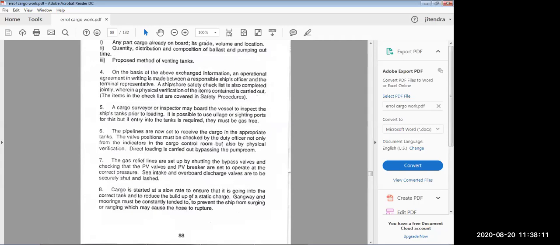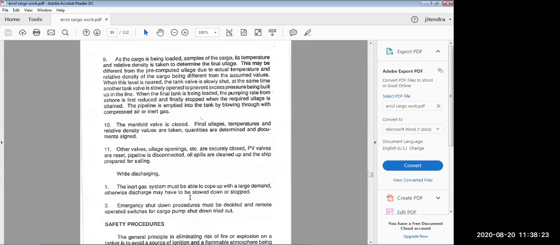Then PV valves and alarms will be checked. Static charge is not developing, so we'll start very slowly. Gangway and all will be checked. Leakages, pressure, lines, everything checked. Then we'll take the samples of cargo, first foot sample. Then we'll check the temperature, density from the sample. It will go for analysis.